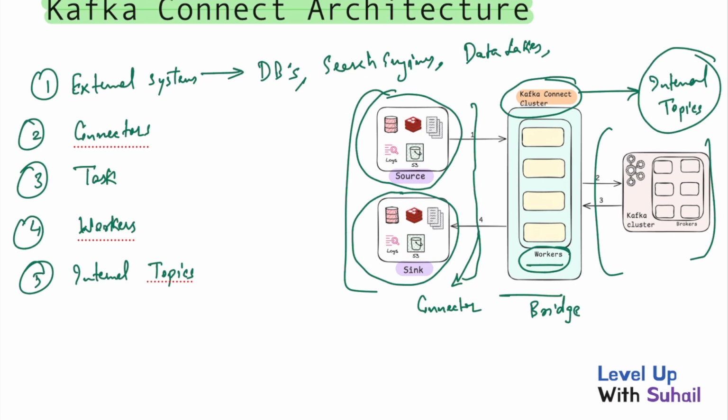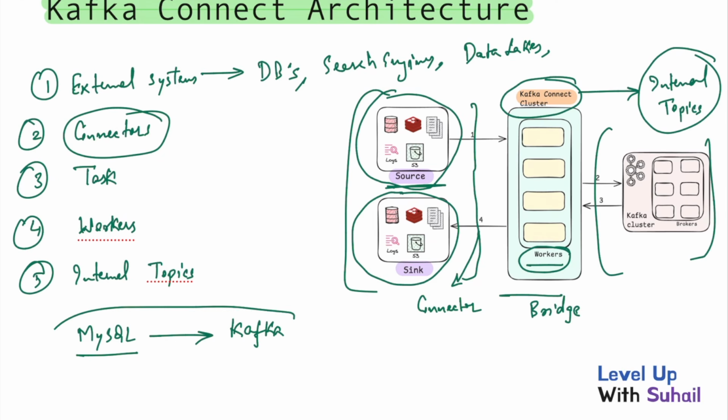Now the second point is the connectors. A connector is a high level job definition. Now there are two types of connectors. The first is the source connector. So what is a source connector? Whenever you want to read from the external system and write to Kafka. For example, you have the MySQL database and you want to read from the MySQL database and feed the data into Kafka. For this kind of use case, you would use the source connector.